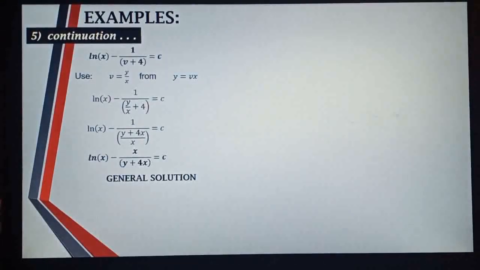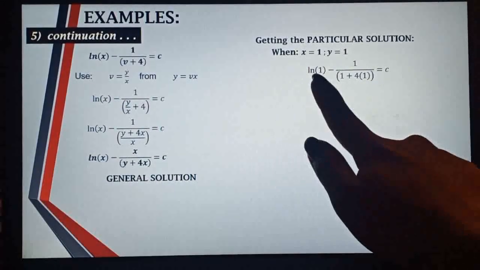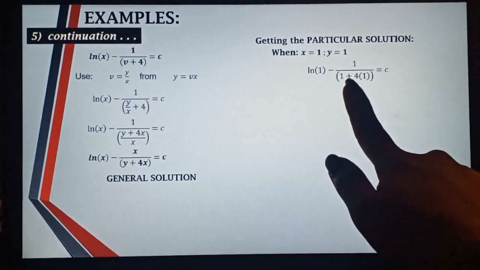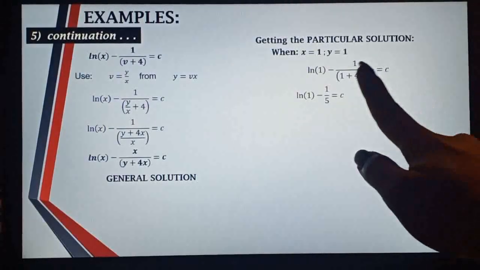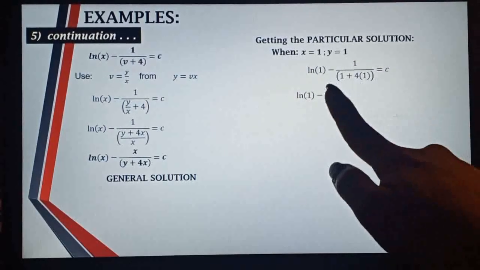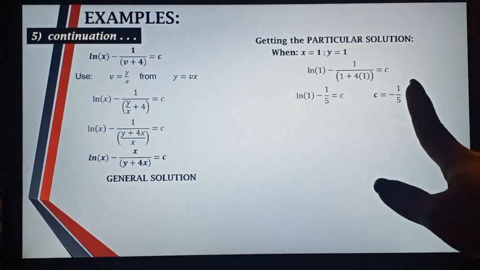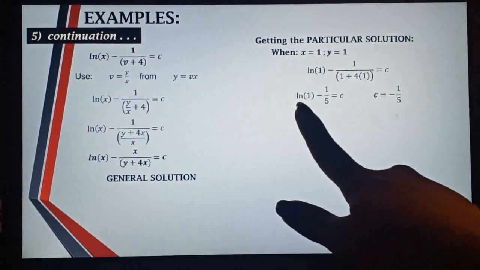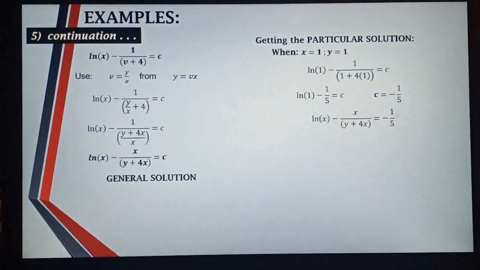So our target is to find a particular solution by simply substituting the values of x and y, which is x equals 1 when y equals 1. So, isa-substitute natin siya dito. You will have ln of 1 minus 1 over 1 plus 4 multiplied to 1 equals c. So, simplifying, you will have ln of 1, then 1 over 1 plus 4, which is 5. So, your c is negative 1 over 5 since ln of 1 is 0. So, isa-substitute natin si c dun sa general solution to find your particular solution.